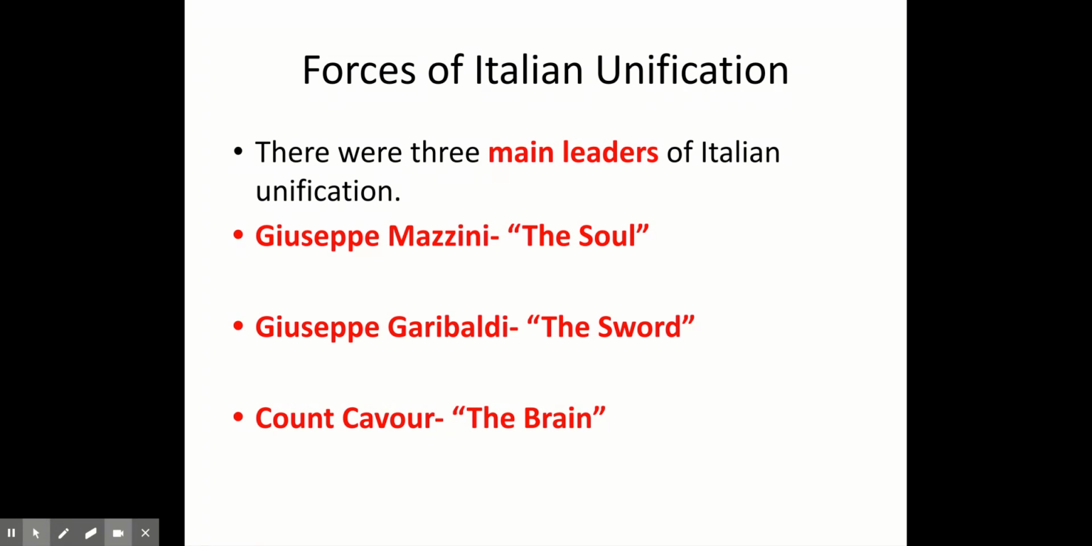So that's generally true. What we're going to do today is take a closer look at these three individuals and the roles that they play in Italian unification. I'm going into the classwork now to assign your classwork, and you will see a document that has information on each of these three people, and then you will have a short graphic organizer where you will answer a couple of questions about each of them.